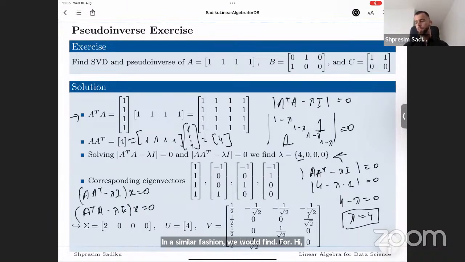So again, for the sigma, we just take the square diagonal matrix by taking the square root of the sigma i's. V would just contain the left singular vectors, U the right singular vectors, and V the right singular vectors. All right.